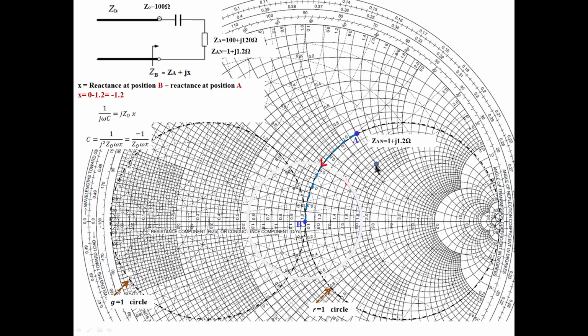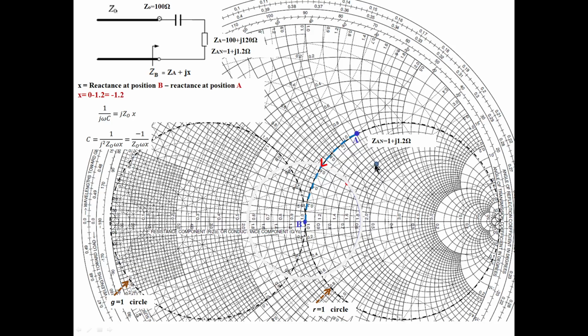But the R circle, you see, this is the R circle. It is 1.7. This is the R circle passing through our point. What we can do is either move on the resistance circle anti-clockwise or clockwise like this. Similarly, I can move like this, I can move like this.